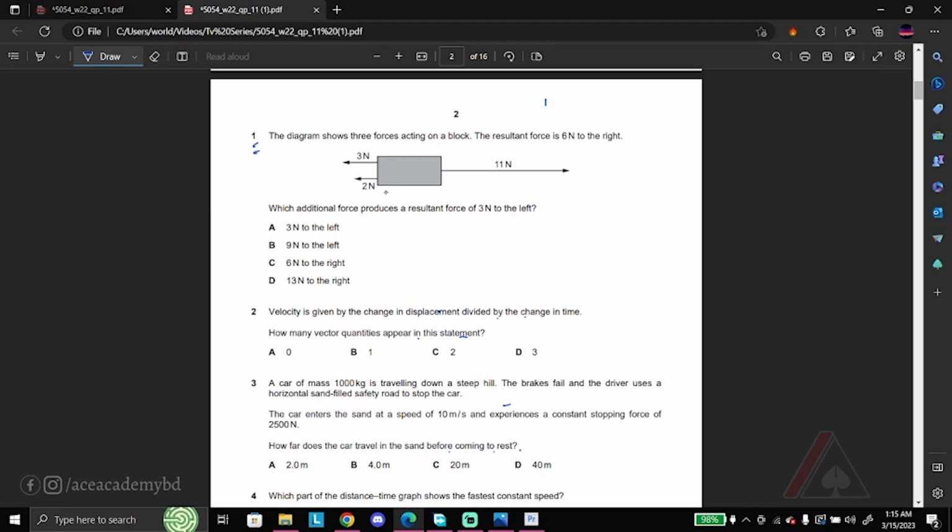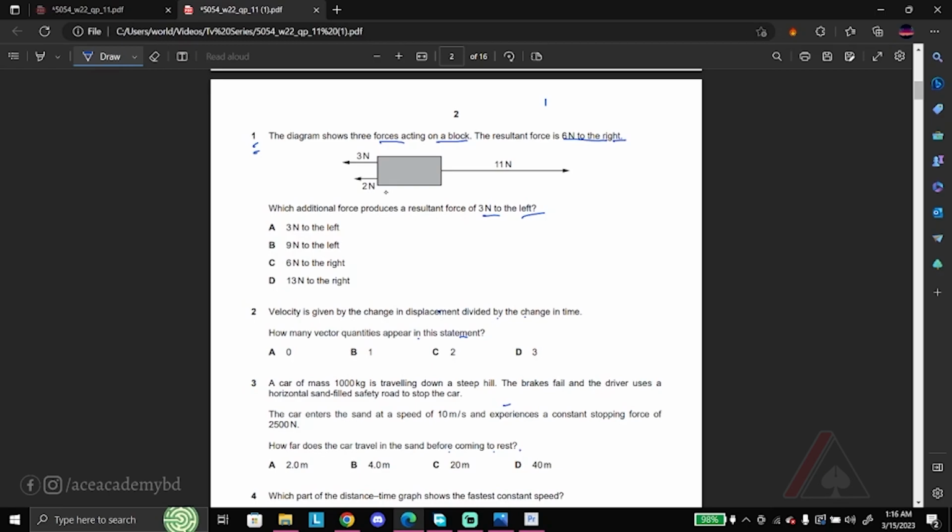So the first question states that the diagram here shows three forces acting on a block. The resultant force is 6 newtons to the right. Which additional force produces a resultant force of 3 newtons to the left?